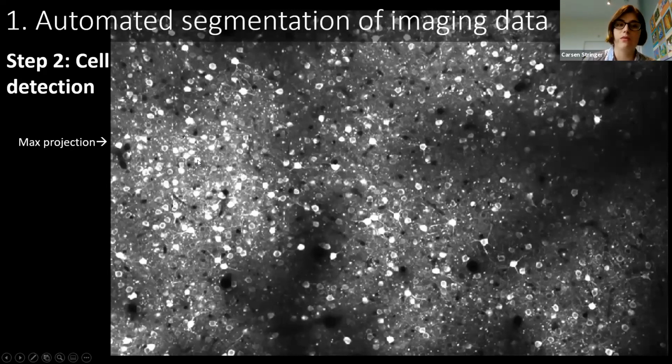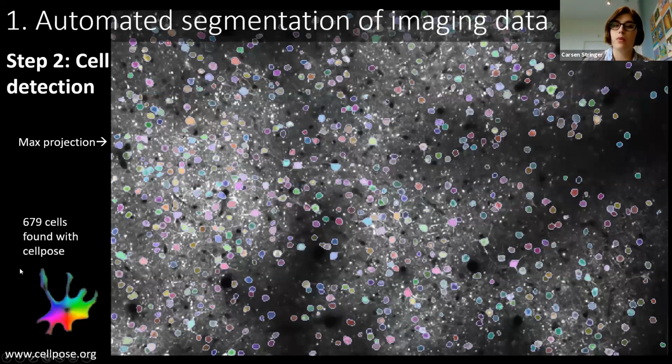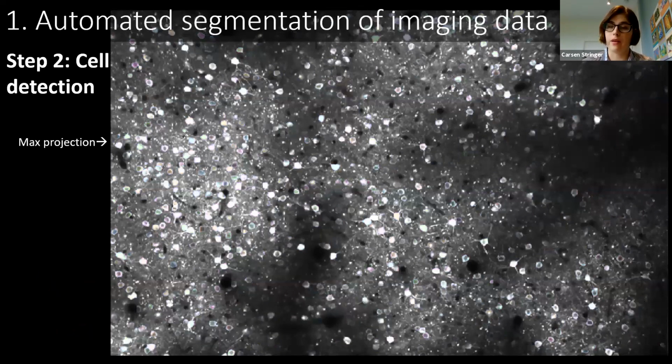Something we've developed in particular is called Cellpose. If you use this, you find around 700 cells in this recording. That's not a bad number of cells, but we have more information than just this single frame. We have all of time of these pixels.